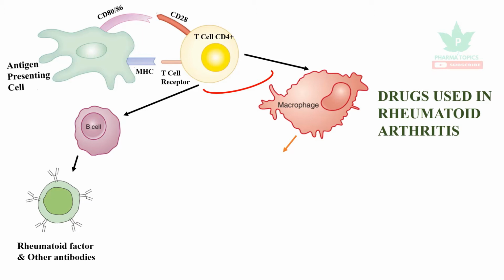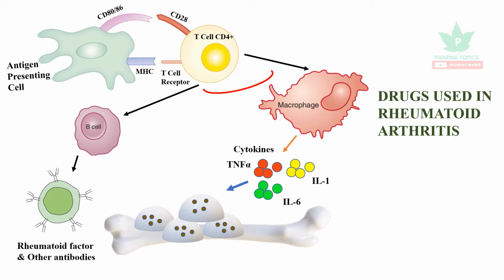The macrophages, when they get activated, release a lot of inflammatory molecules called cytokines. The important cytokines among them are TNF alpha, IL-6 and IL-1. When they are released, they go and bind to the joint, cause inflammation and damage to the joint surface. So that creates the erosion of the joint and it causes severe pain.